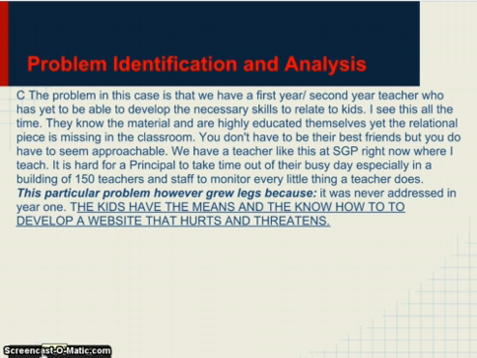The problem in this case is that we have a first-year, second-year teacher who has yet to be able to develop necessary skills to relate to kids. I see it all the time. We have a teacher right now in our particular school who is a really great educator, very highly educated, came out of the business world, but doesn't quite relate, missed that piece, if you will, of classroom management. And I think that's something as an administrator that you have to be able to do.